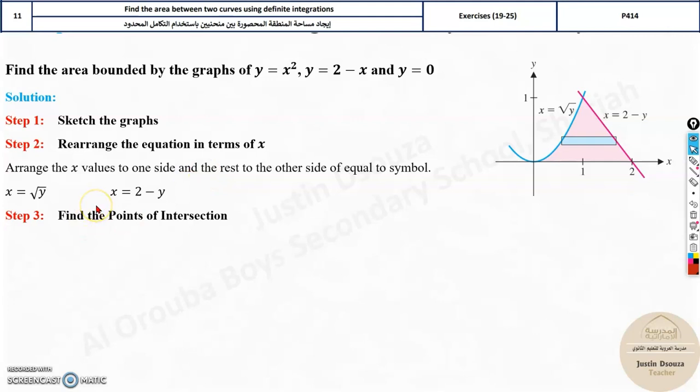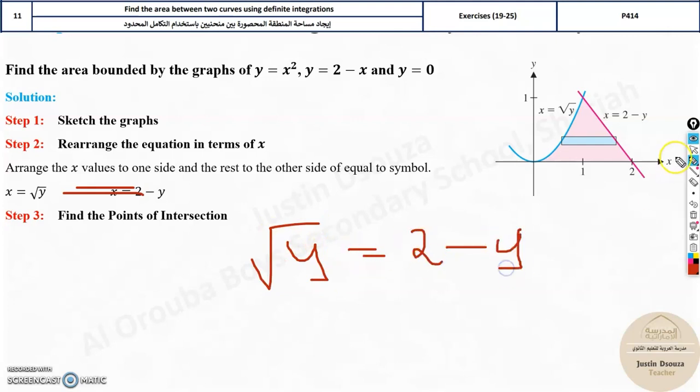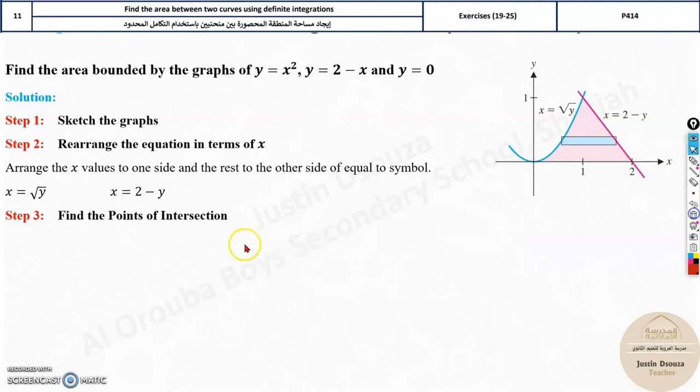Now, you need to find the point of intersection. Where does this meet? You can find the point of intersection by just equating these both equations. Instead of x, just equate these both. That is root y equals 2 minus y. Now, when you solve these, you will get the answer. Now, how would you solve? You should solve it as a quadratic, isn't it? Now, when you solve it as a quadratic, what happens?